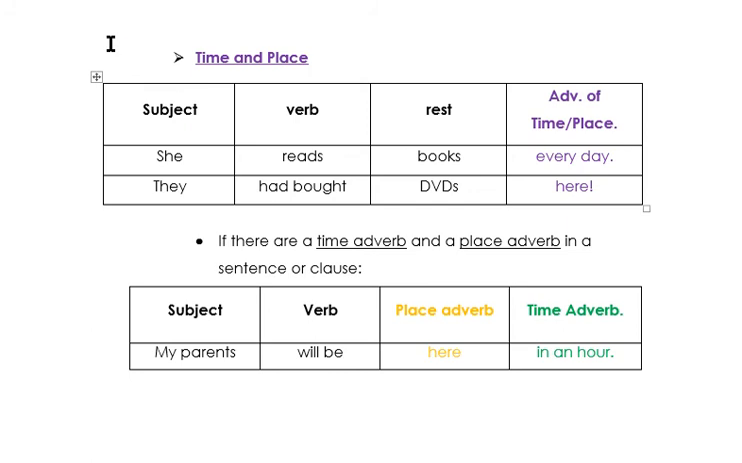Then another type of adverbs or adverbial phrases are those adverbs of time and place. Time and place, tiempo y lugar. And they are generally placed at the very end of the sentence. She reads books every day. Every day is an adverb of time. They had bought DVDs here. This is an adverb of place.